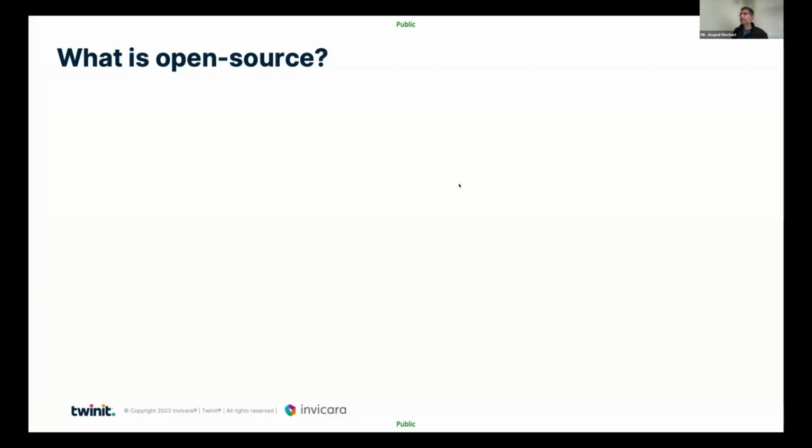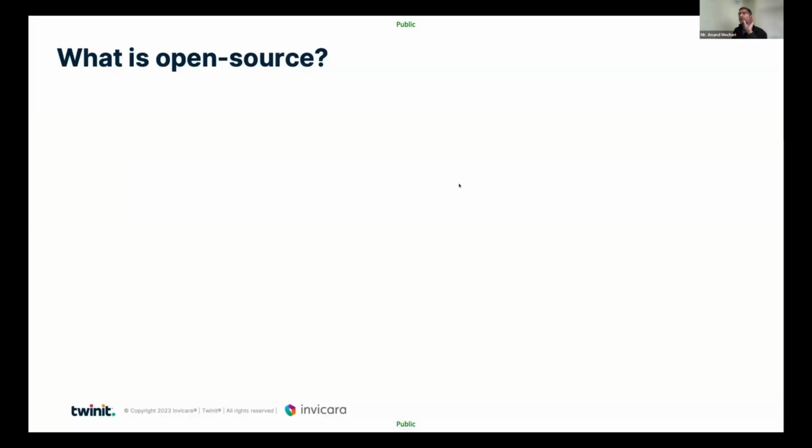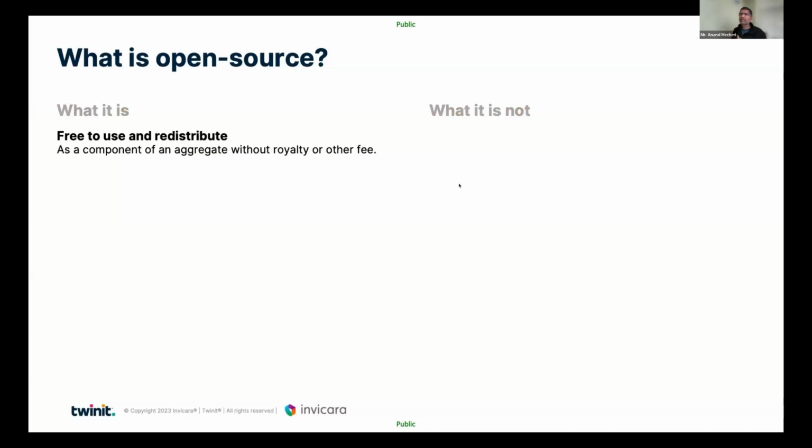Now, the last topic I want to touch upon is open source. And many times when we talk about open source, think about using composable architecture together with open source. That's really the power of what I'm talking about. So what is open source? There are certain things that govern what it is and certain things that it is not.